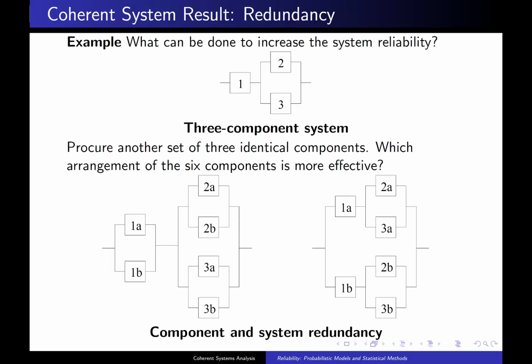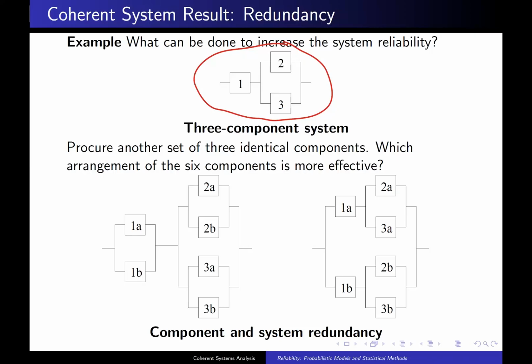Here is a second well-known result to reliability designers or design engineers, and it is what can be done to increase the system reliability. Let's say we design a system in this particular arrangement. So we have component 1 in series with a subsystem consisting of components 2 and 3 in parallel. And let's say the system reliability for that particular arrangement is not high enough. We want a higher system reliability.